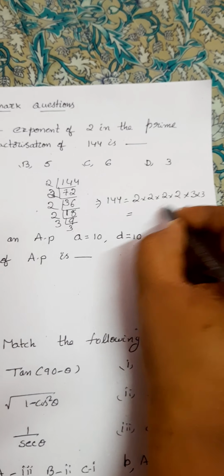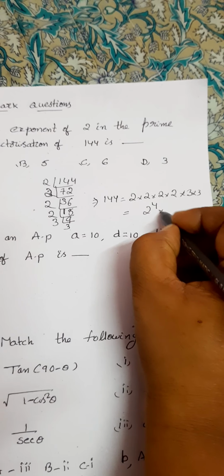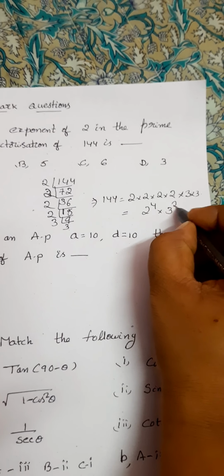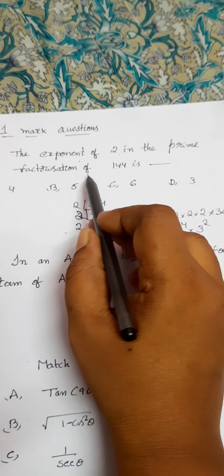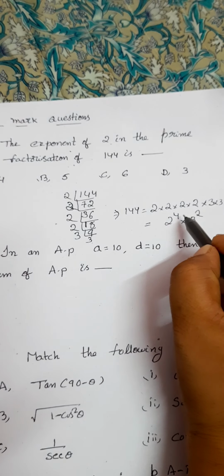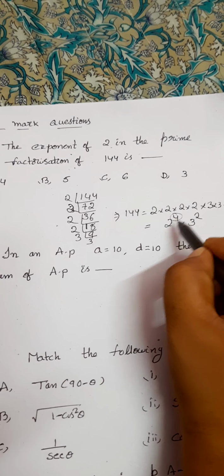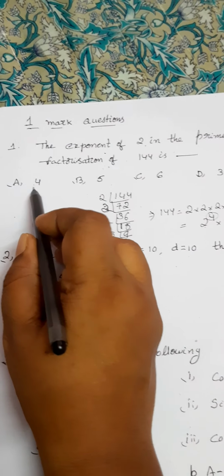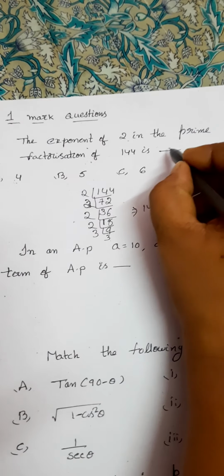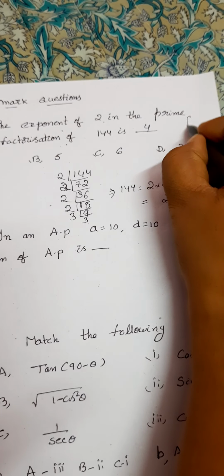So how many 2s are there? Four, so 2 to the power of 4. How many 3s? 3 squared. But here it asks for the exponent of 2 in the prime factorization. This is called the exponent, this is called the base. What is the exponent? 4. So the answer is 4, option A.